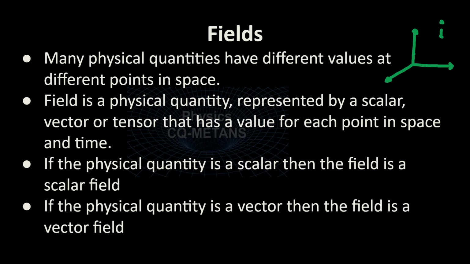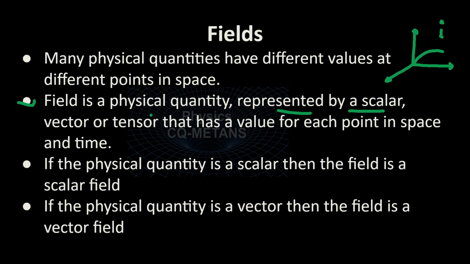Or say I do a projectile motion, I am throwing a ball like this, so at different points the velocities will be different. At maximum height the velocity will become 0, and so on and so forth. So the physical quantities have different values. So we define a field as a physical quantity, represented by a scalar, vector or a tensor, that has a value at each point in space and time.